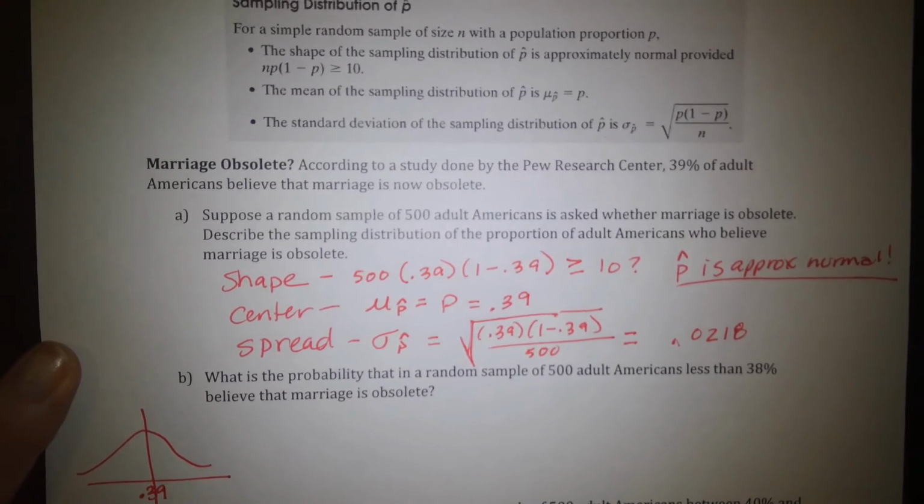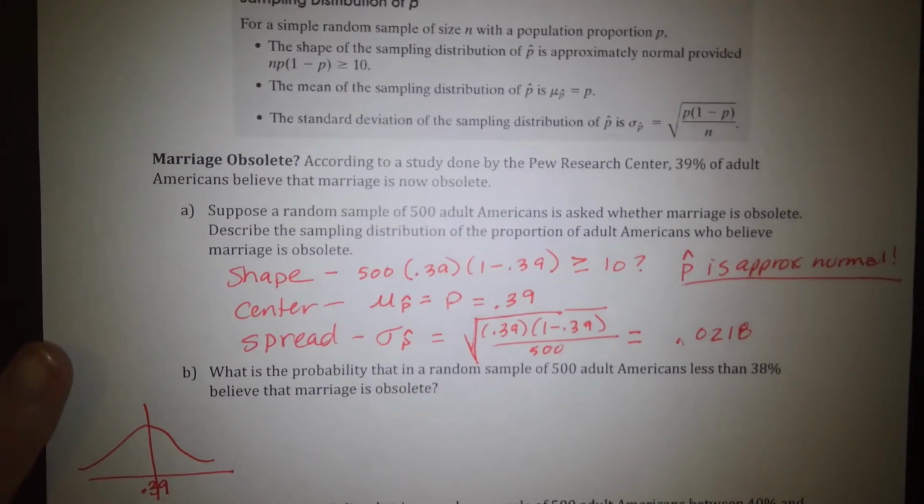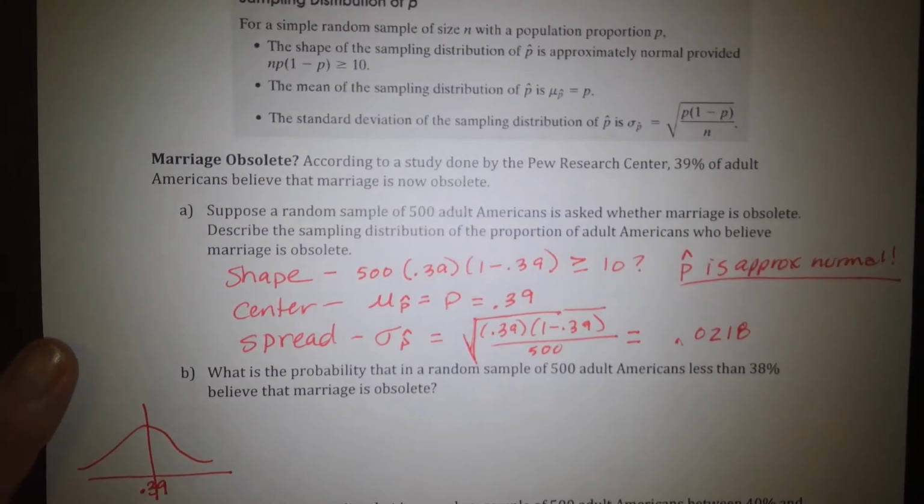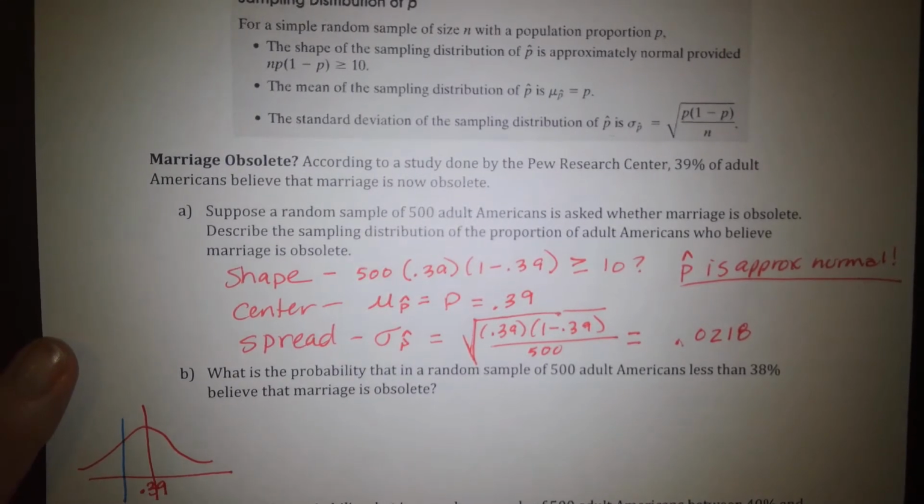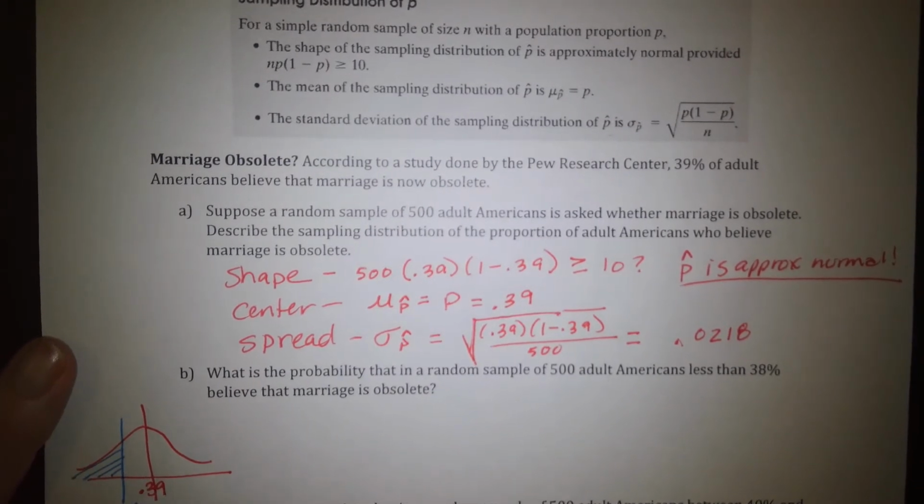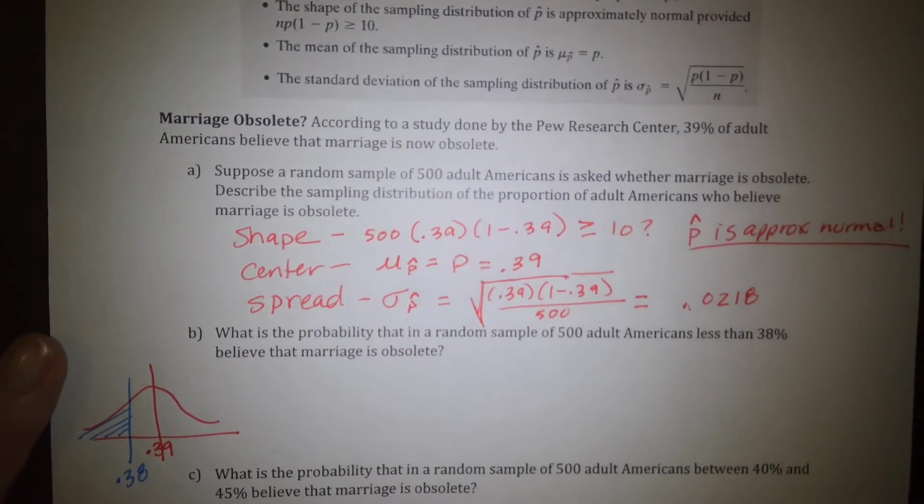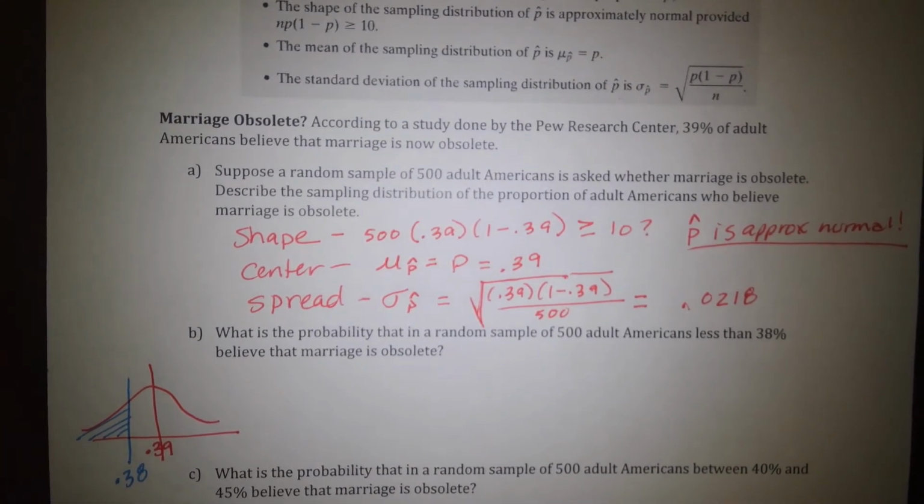This particular question says I'm going to go into my hat of names, and I'm randomly going to pull out one out of the 500, and I want to know the probability that in this random sample of 500 names, I'm going to select less than 38% that believe marriage is obsolete. So obviously 38% is going to be on the left-hand side, and I want the probability of it being less than that. So I'm looking for this blue probability on the left-hand side.